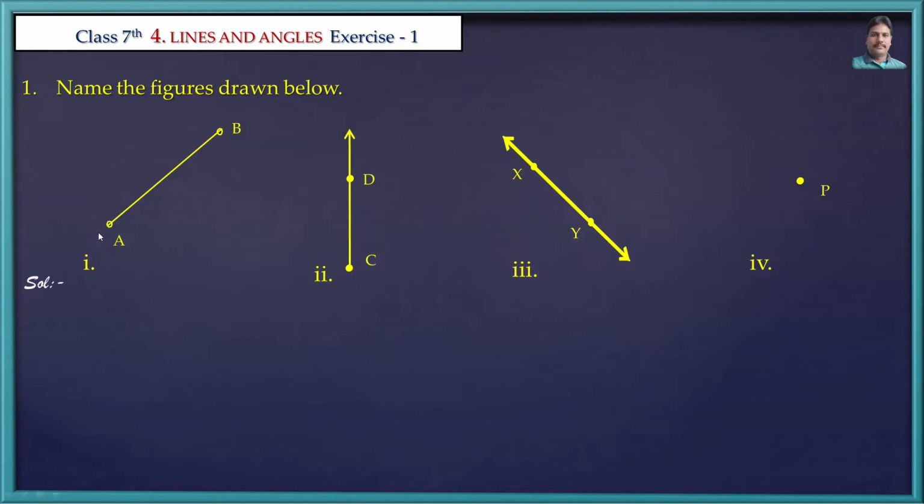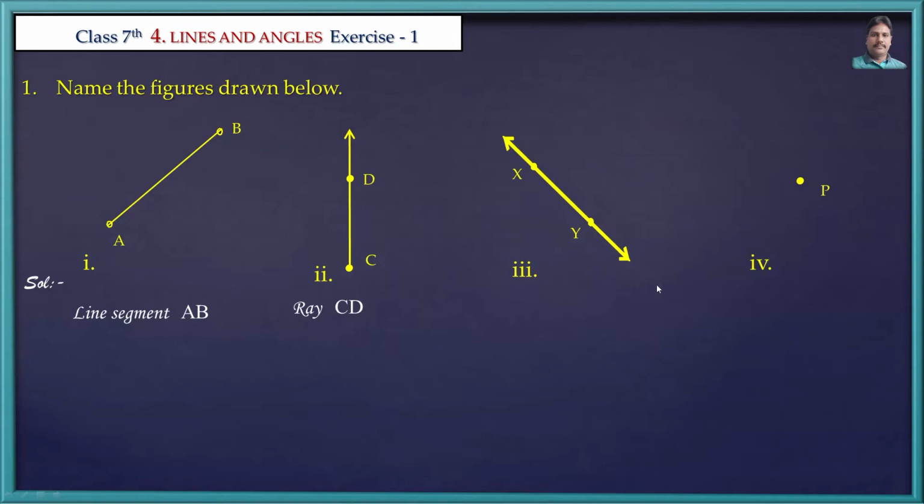See the first one. This is having 2 points on both ends. So we call it as a line segment AB. See the second figure. This is having one arrow mark on one end and a point on the other end. So this is a ray, we call it as ray CD.